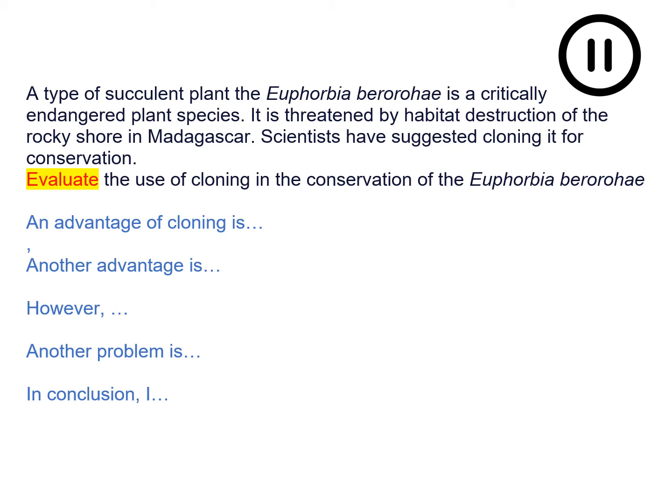You can now have a go at evaluating one example yourself. In this example, you're looking at the type of succulent, and you need to see if you can come up with 2 advantages, 2 disadvantages, and a conclusion. You can pause the video now to do this.